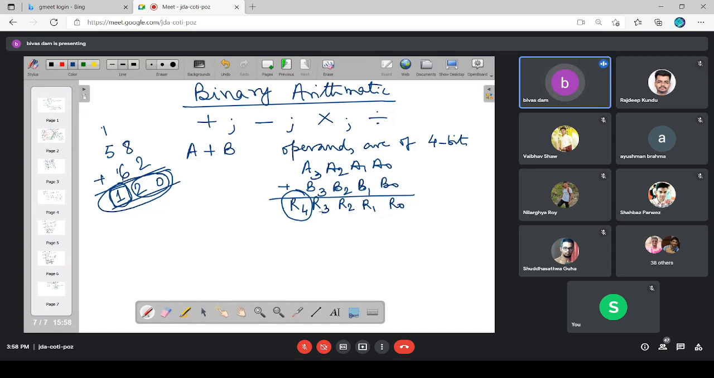Similarly, here the result is R4, R3, R2, R1, R0. Fine. So now basically when you are going for the addition, you are looking for a digit in a particular position in A and the digit in the same position in B, and you are going for the addition of those two positional bits or digits. Here in the binary, the same thing will happen. We'll go for Ai plus Bi, where i is ranging from 0 to 3.